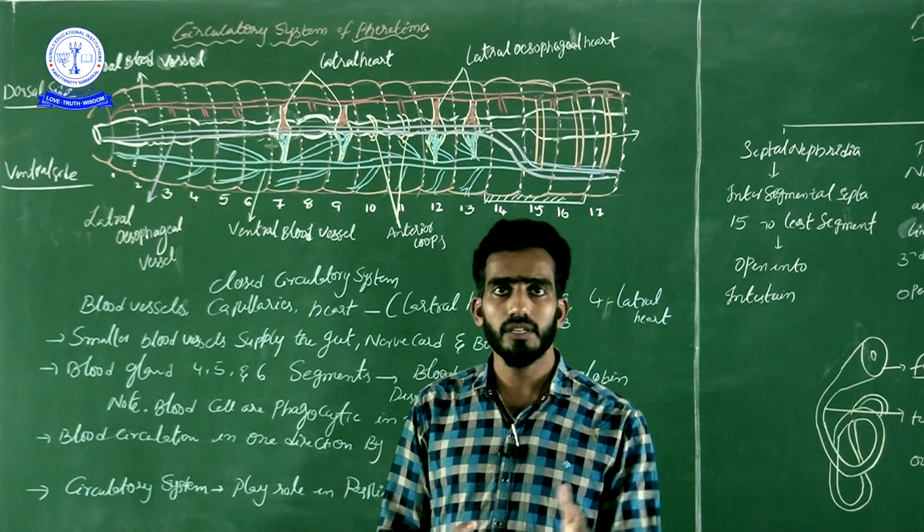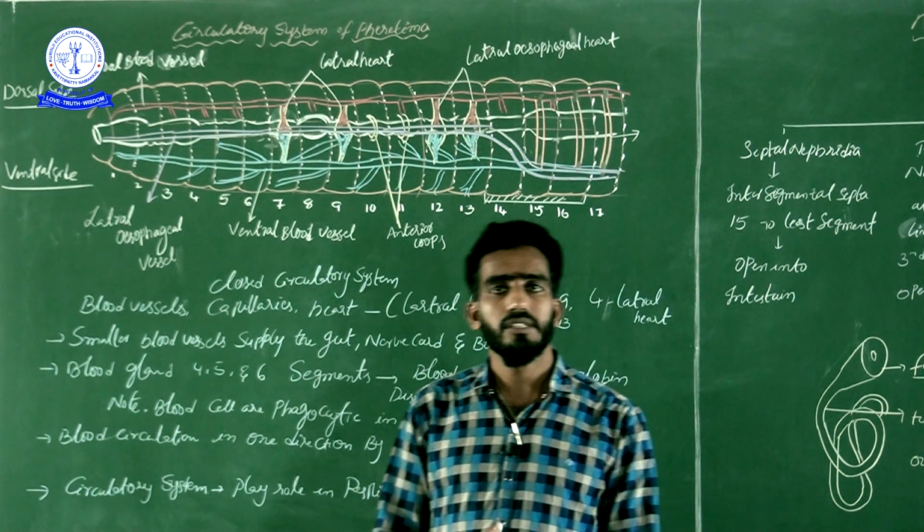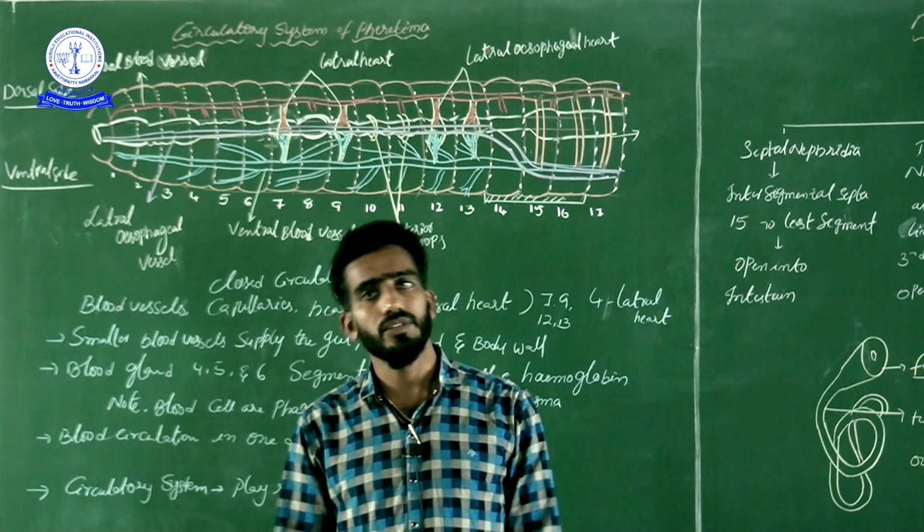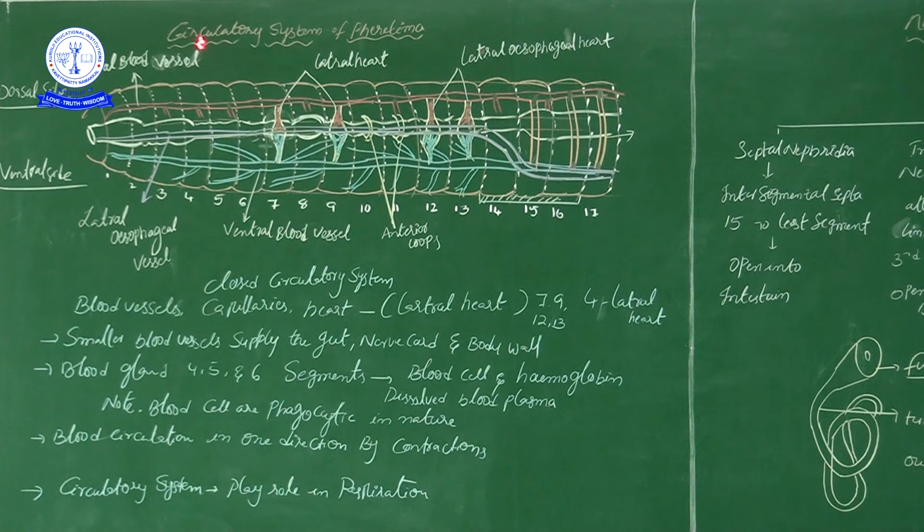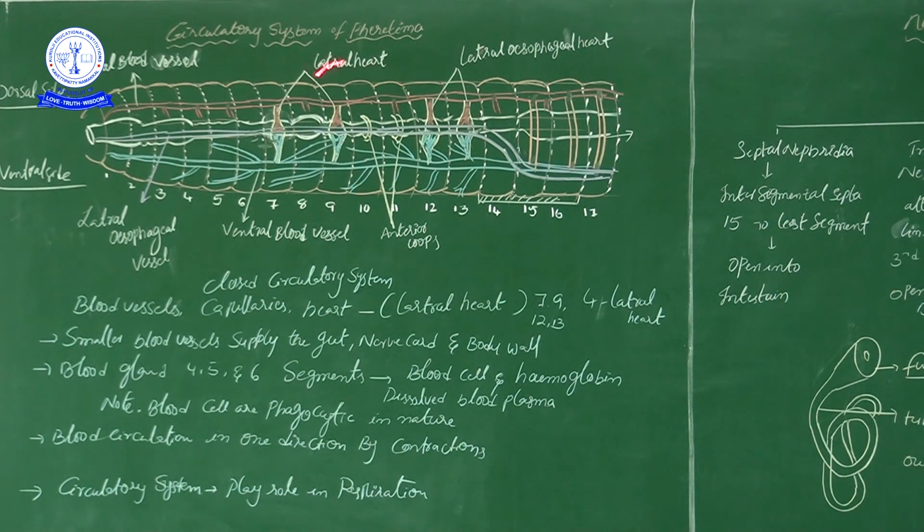What are the parts of the earthworm circulatory system? All this we will learn in this video session. Look at the board, at the pointer place. Circulatory system of Pheretima. Okay, Pheretima belongs to the phylum Annelida. Annelida is one of the phyla of the animal kingdom.